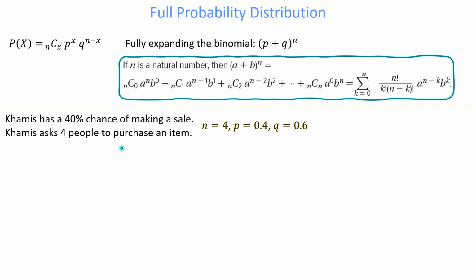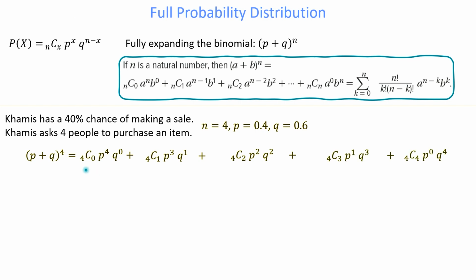Now, to work out the full probability distribution of this, we want to expand p plus q to the power of 4 using the binomial theorem. Now, it looks complicated, but with practice, you'll see that there is a pattern to it. So let's look at the binomial coefficients first. So n is 4. So it starts with 4. 4 choose 0, 4 choose 1, 4 choose 2, 4 choose 3, 4 choose 4. And we stop there because they're the same numbers.